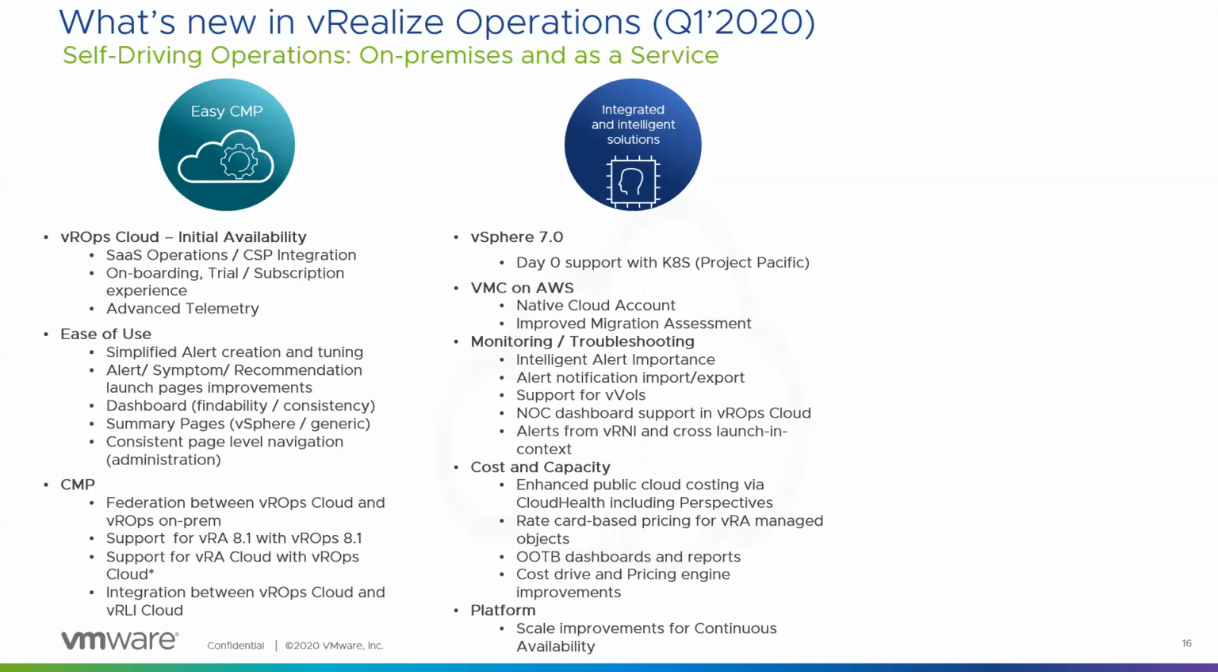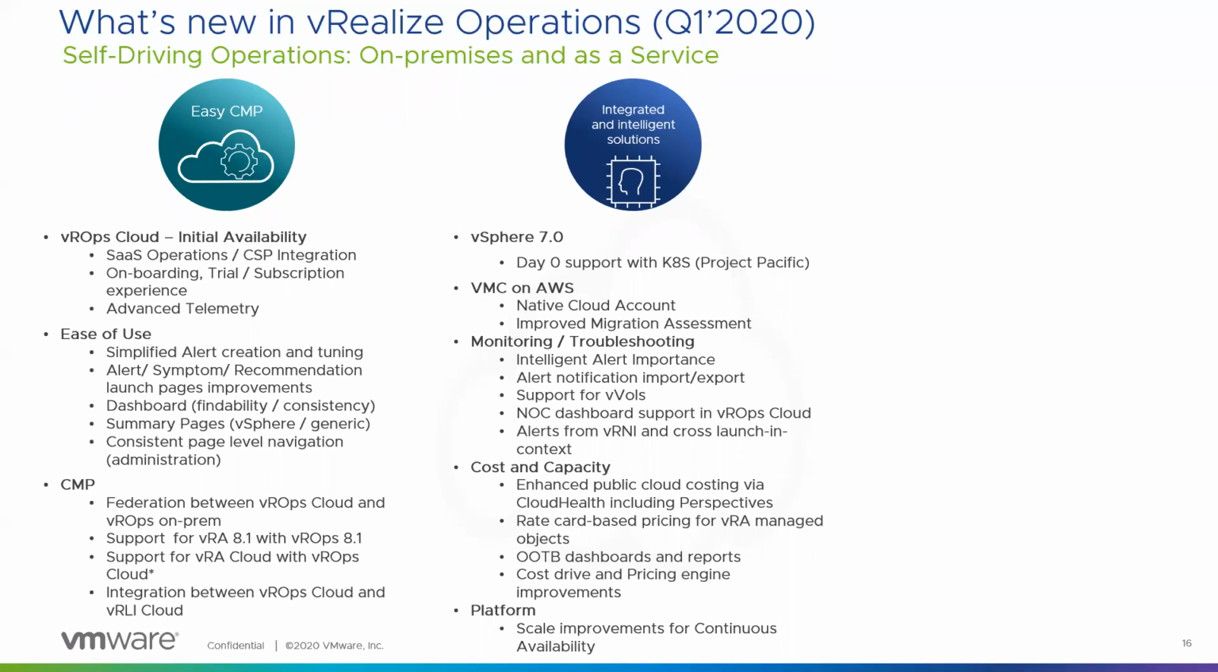We have brought VMC as native cloud account. VMC on AWS is, as I mentioned, VMware Cloud, and we have added a workflow for assisting you in the migration. If you want to migrate from the private cloud or data center to VMC, you have that available now in the product. And we know that lots of the customers actually use vROPs for monitoring and troubleshooting their environments. And that is why we emphasize a lot on that area.